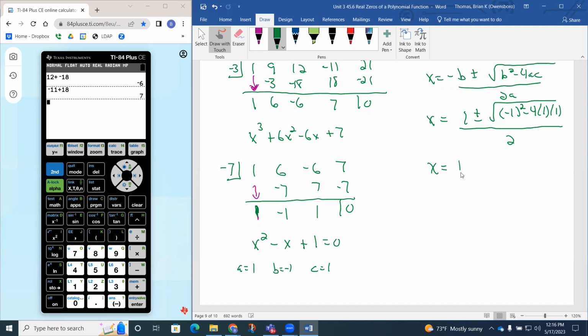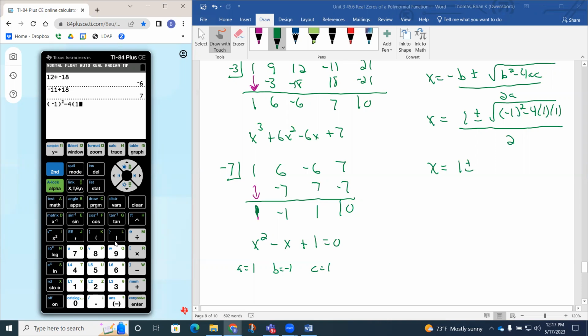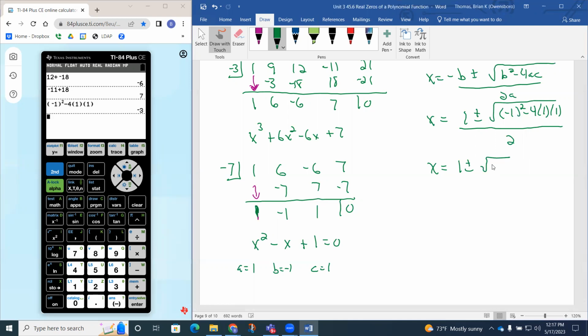So x is going to equal this 1 plus or minus, and I need to do that on the calculator. So a negative 1 in parentheses squared should be a positive 1, minus 4 times 1 times 1 would be 4. So that's really just 1 minus 4. Should be a negative 3. So put that in a calculator like that, I should get a negative 3. So 1 plus or minus the square root of negative 3 divided by 2.